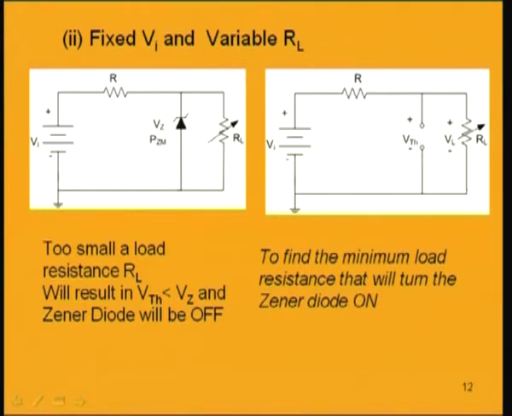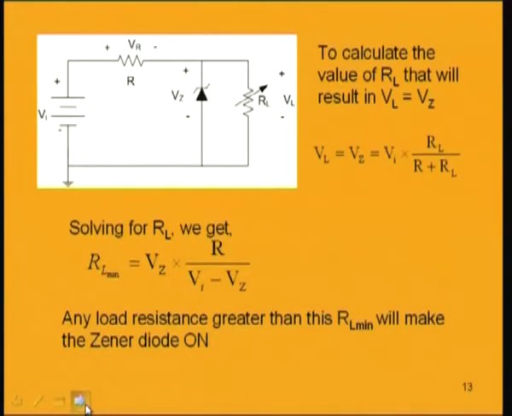Now, what will be that R L? Maximum and minimum values, let us find out. If we change this load resistance to a very small value, we will have a Thevenin's voltage across this Zener diode which will be less than V Z, and then the Zener diode will be off. So, first of all let us find out that minimum load resistance R L which will turn on the Zener diode. So, in order to calculate that value of R L minimum, let us consider the Zener diode on and find out. So, if the Zener diode is on, V L will be equal to V Z. So, what is the voltage across this Zener diode?